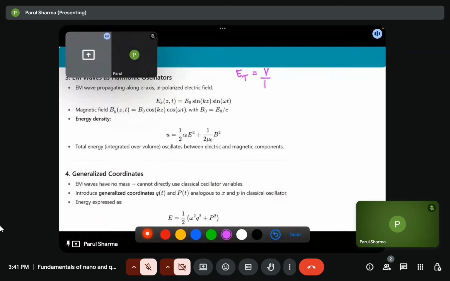So E total equals V by 4 epsilon naught E naught square sine square omega t plus B naught square cos square omega t. So from this we can say that the energy oscillates between electric field and magnetic field.